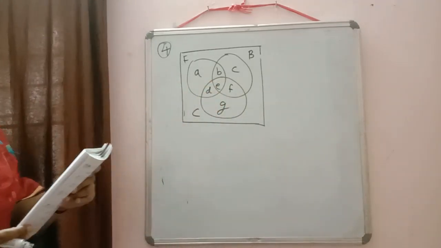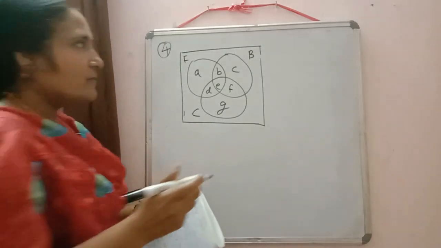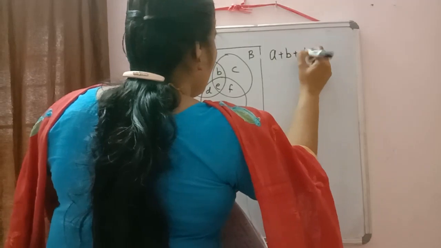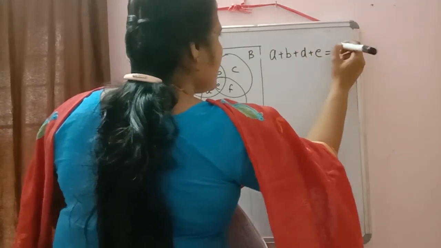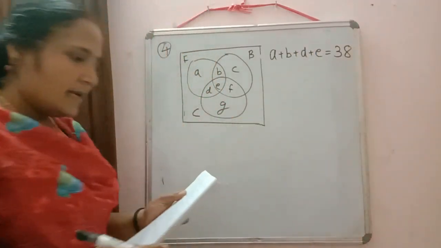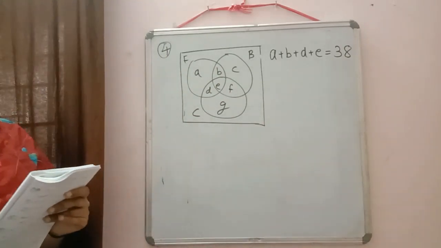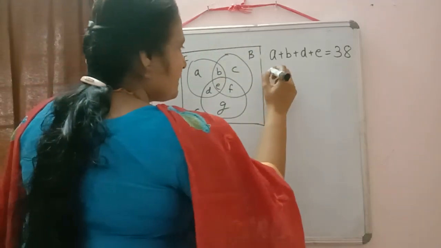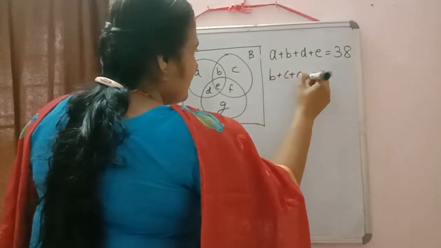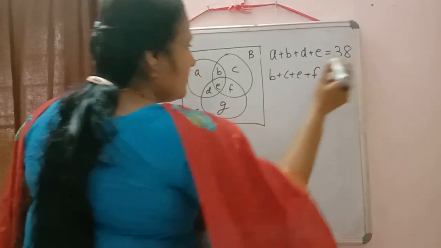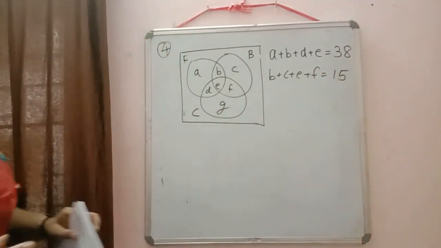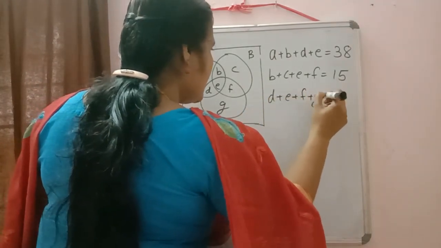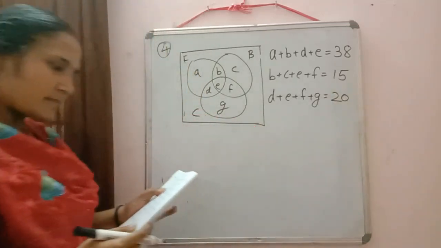A college awarded 38 medals in football. 38 medals in football is represented by A plus D plus B plus D plus E is equal to 38. 15 in basketball. Basketball is represented by B plus C plus E plus F is equal to 15. 20 in cricket. So we have D plus E plus F plus G is equal to 20.